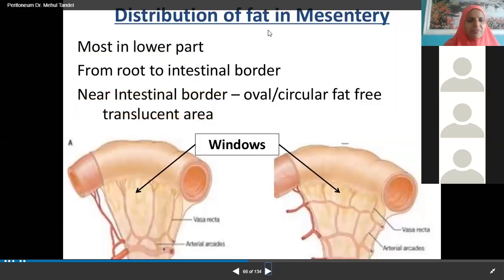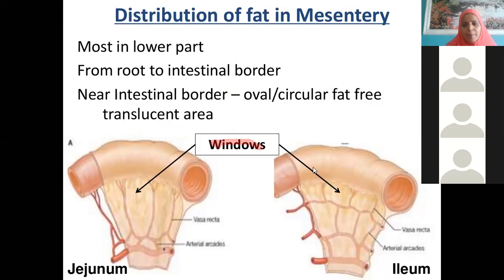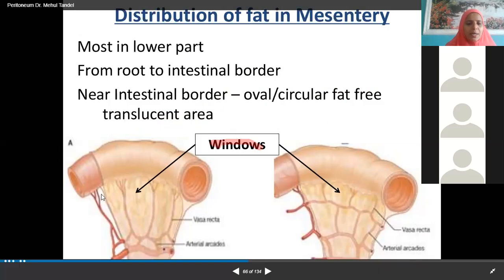Now, distribution of the fat in the mesentery. See, the gravity is most towards the lower part, no? So the fat will be more towards the lower part, from the root to the intestinal border. See, this is the intestinal border. Now if you observe, this picture is actually very important in order to understand these two structures. So this is the second part of the small intestine, the jejunum, and the third part of the small intestine is the ileum. Okay, so this is jejunum and this is ileum.